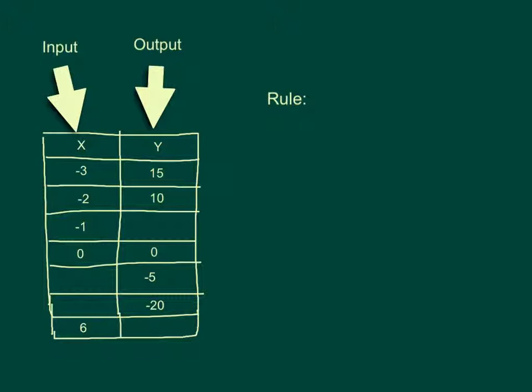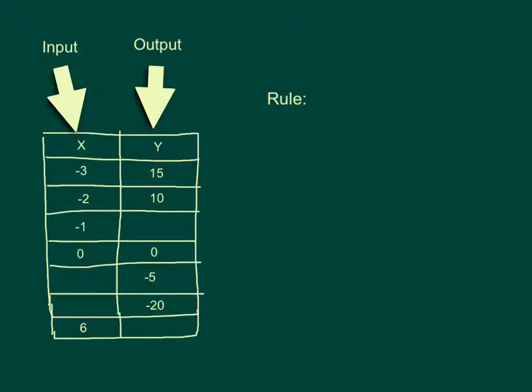Okay, so let's take a look at another problem. And this one's set up a little bit differently, though. And this is what we're going to see a little bit more throughout from here on out. We have an x and y table, so we have an input-output table. But now I'm missing a few x values, and I'm given some of my y values, and I don't know what my rule is.